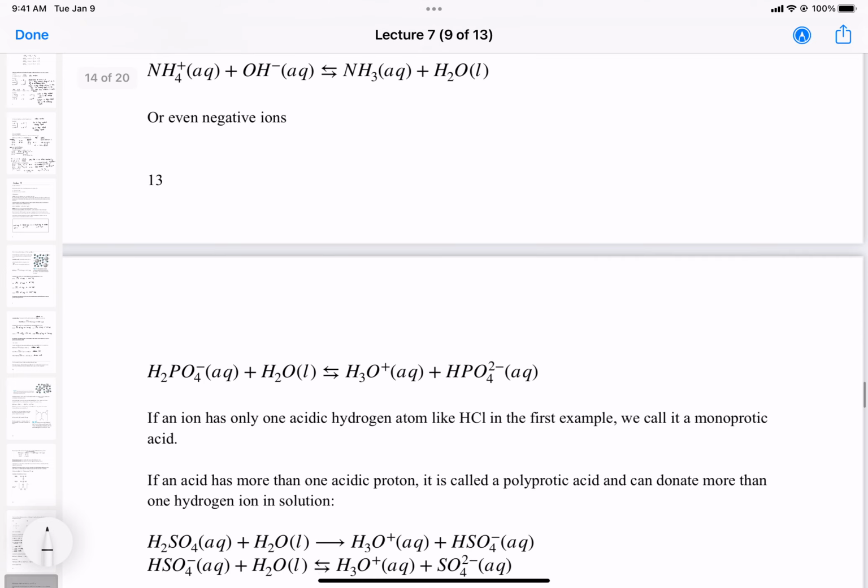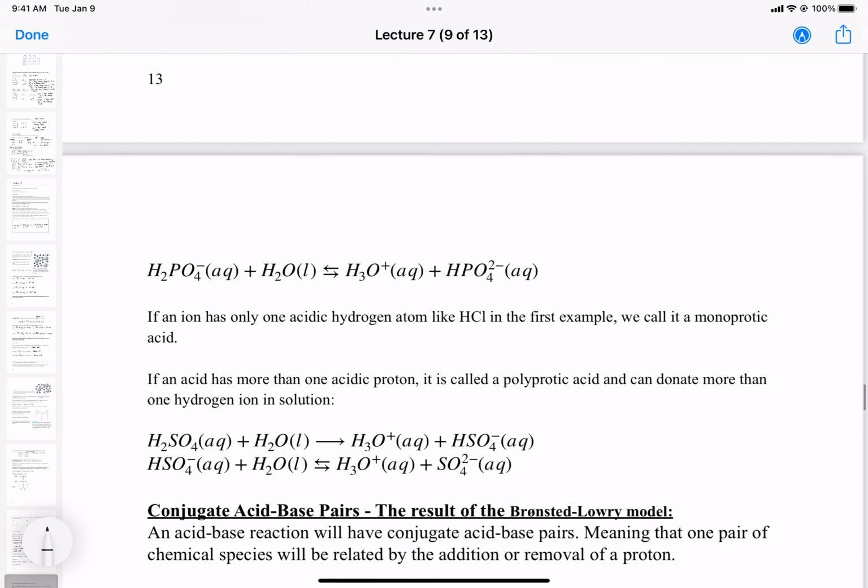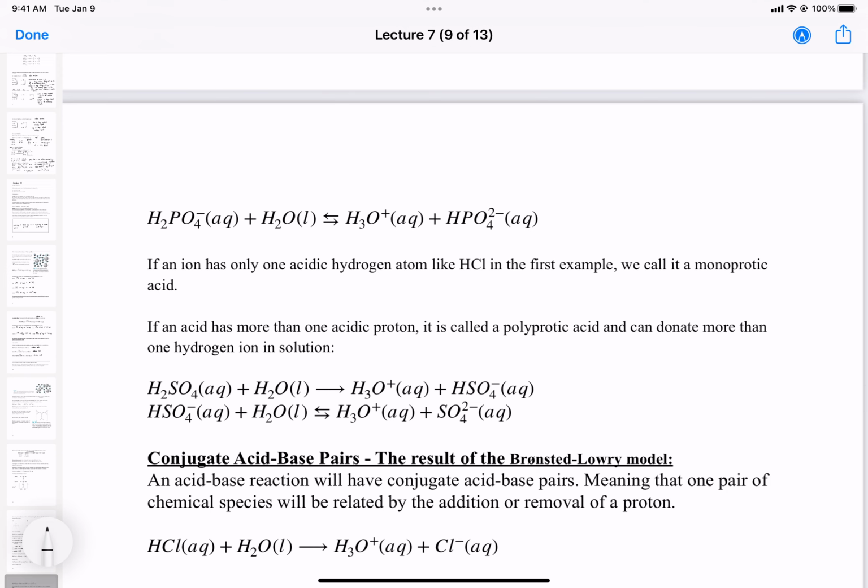Okay. So if we only have one acidic hydrogen atom, like HCl, we call it a monoprotic acid. And if an acid has more than one proton, we call that a polyprotic acid. And it can donate more than one hydrogen ion in solution based on the reaction conditions. For example, the first step of sulfuric acid is very far to the right. So it goes to completion. So the first step is very favorable to products. So it'll form the products right away in solution.